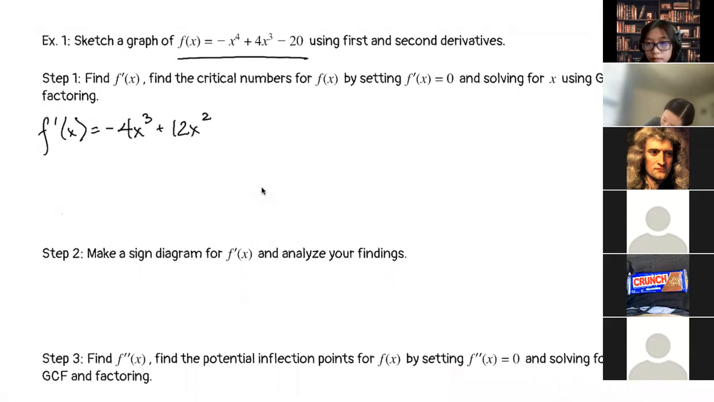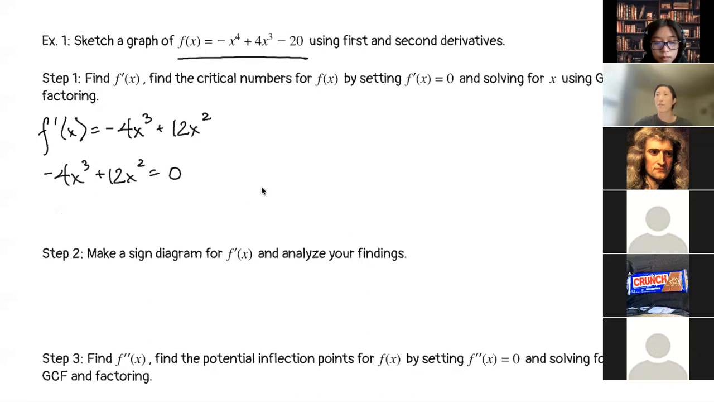We're going to set it equal to 0. So negative 4x cubed plus 12x squared equals 0. All right. Yes, great job, Isaac. Make sure there's a cube there though. That might just be a typo. But how do we factor this?